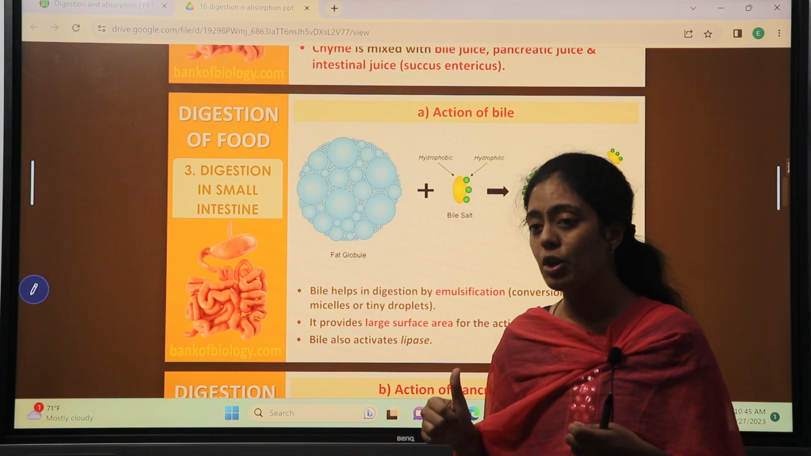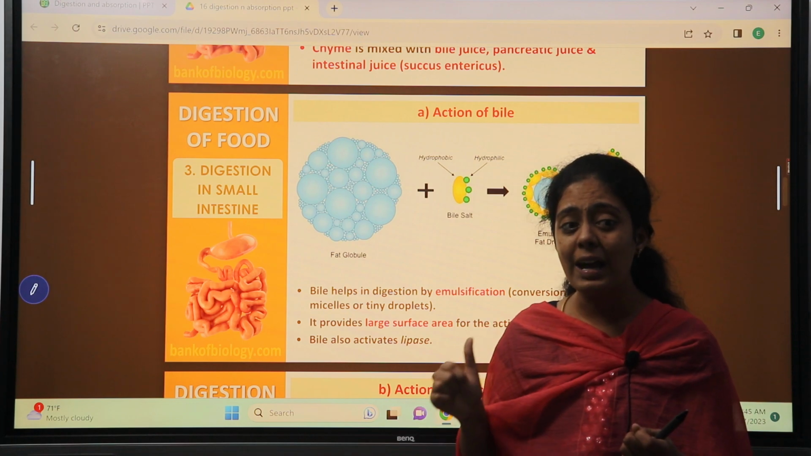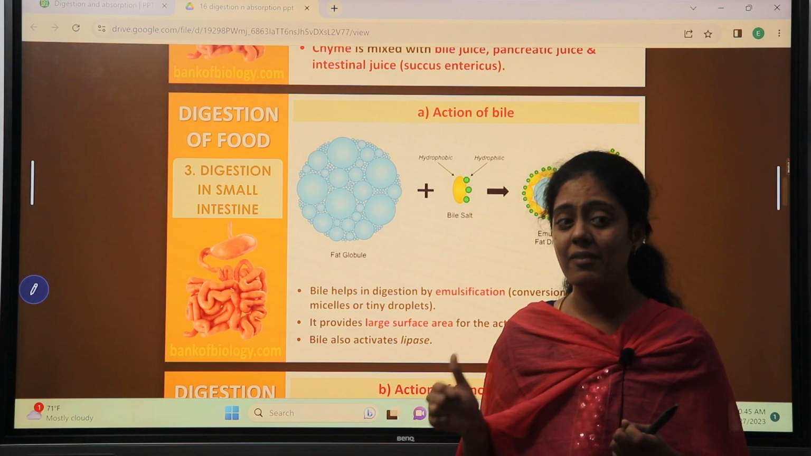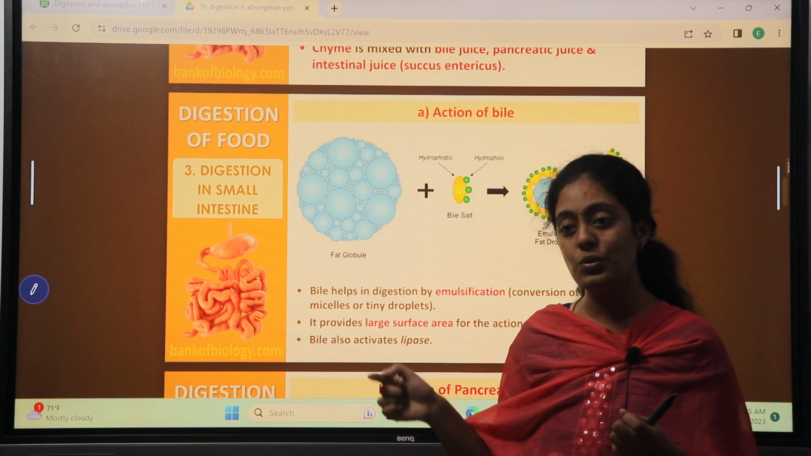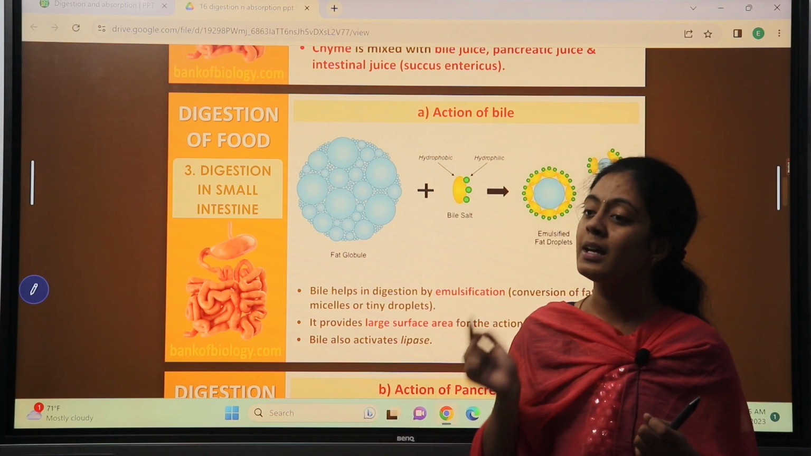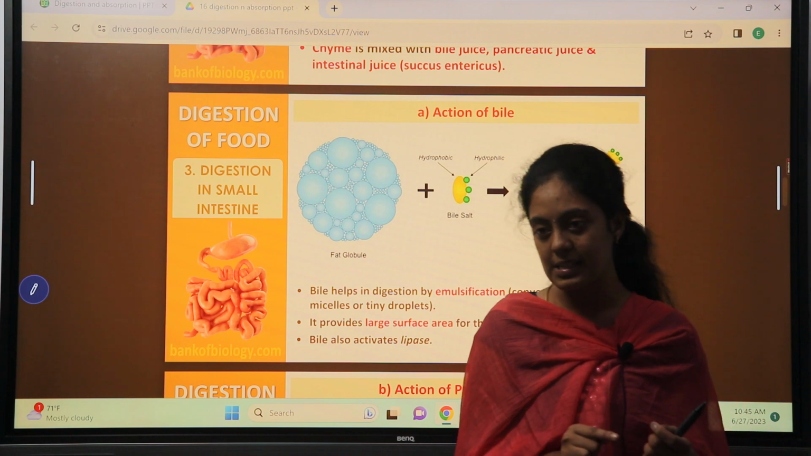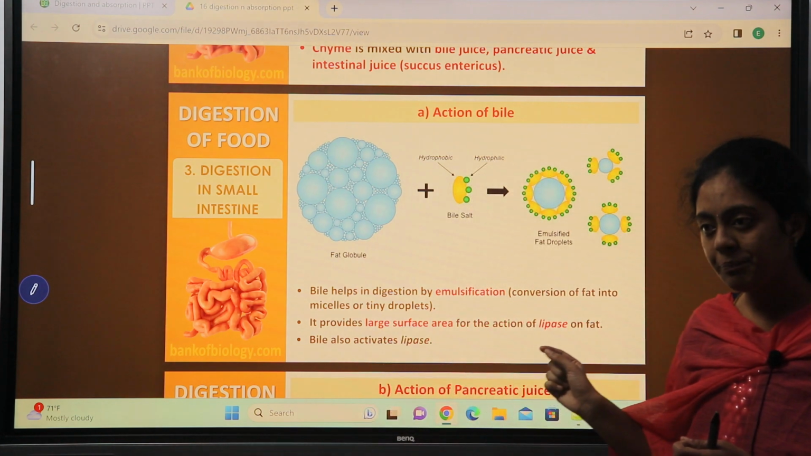Where is bile produced? Liver. Where is it stored? Very good. Bile is produced in the liver. It is stored in the gallbladder. In yesterday's class we discussed that. Can we continue now? Okay, write down.